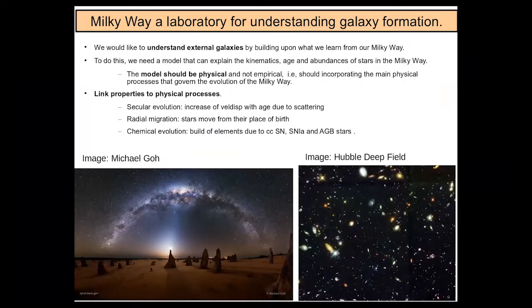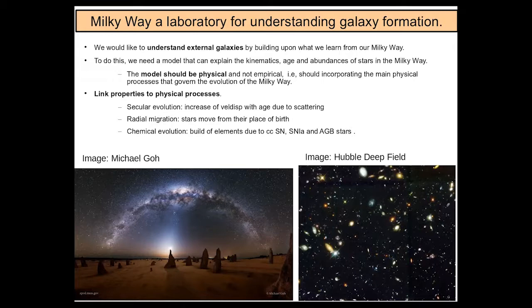So you've heard that the Milky Way is like a lab for understanding galaxy formation. What we mean by this is that we would like to understand external galaxies by building upon what we learn from our Milky Way. In order to do this, you need a model that can explain the kinematics, age, and abundance of stars in the Milky Way. And this model should be physical rather than empirical. That is, it should incorporate as many physical processes that govern the evolution of the Milky Way as possible. Now, in a nutshell, what this means is we are linking properties of the galaxies to physical processes.